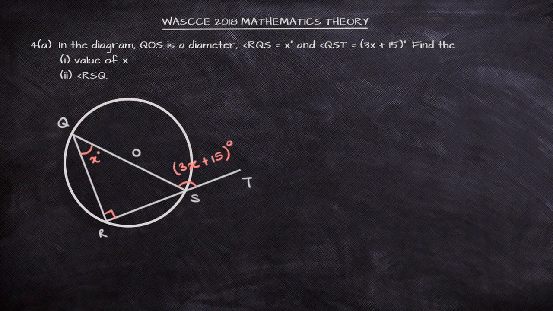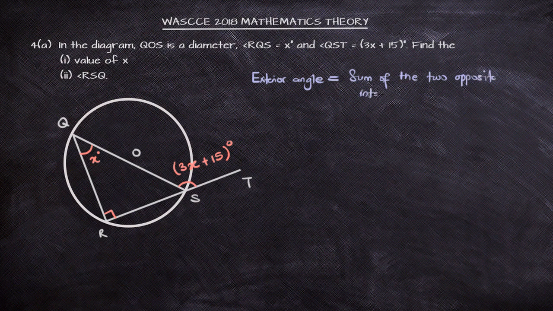Now, going to question 4a. Here we are given the diagram, a circle, and QOS is the diameter, angle RQS is x, and angle QST, the obtuse angle, is 3x plus 15. We have to find the value of x and angle RSQ. Now, there are so many ways we can go about trying to solve this question. But first, I'm looking at a triangle with an exterior angle, and I can say the exterior angle is the sum of the two opposite interior angles, so that I can use that to solve for the value of x.